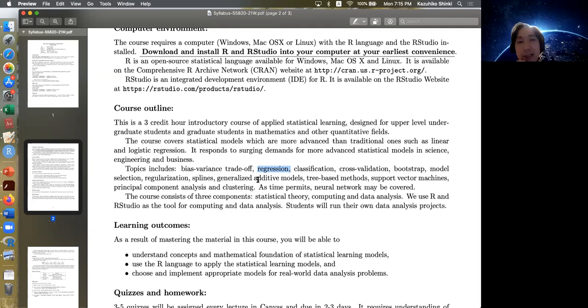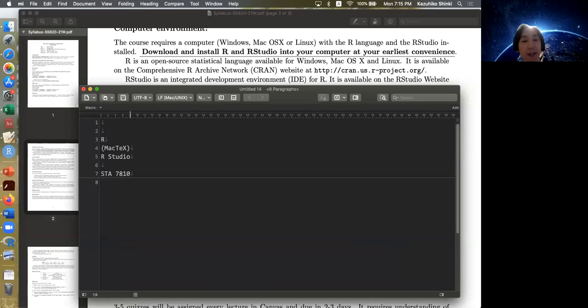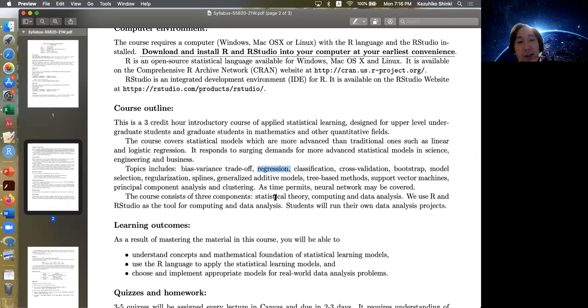And neural networks, I think we don't have time to cover, and the textbook does not cover them either. Actually, STAT 7810 covers neural networks these days, at least when I teach the course. But this textbook does not cover neural networks.